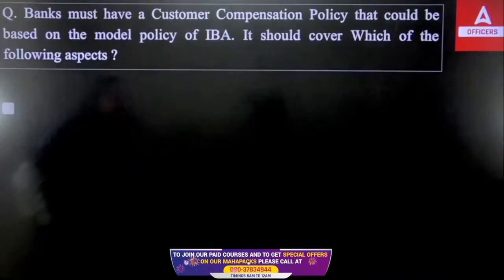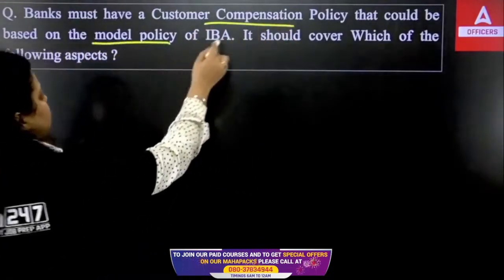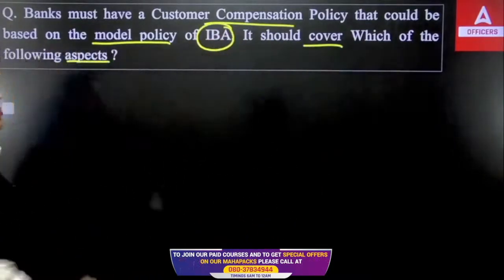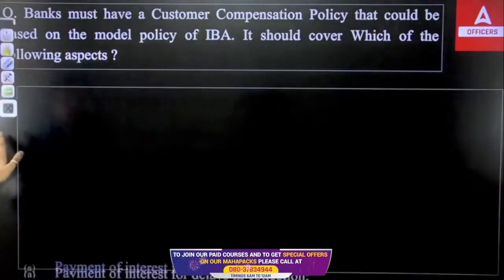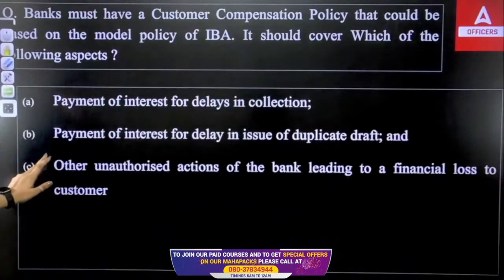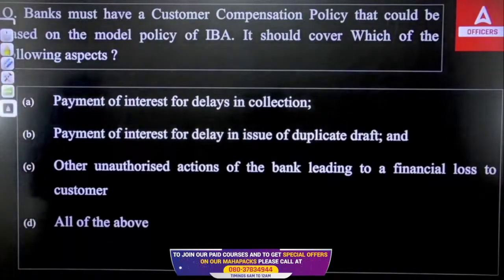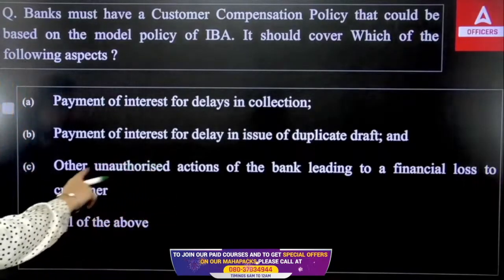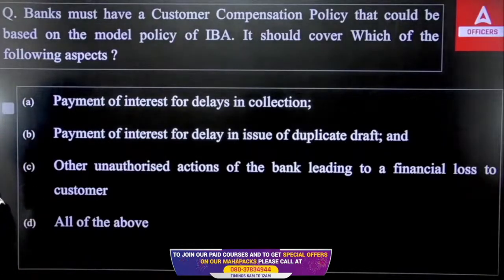Next. Banks must have a customer compensation policy that could be based on the model policy of the Indian Banks Association. It should cover which of the following aspects. First, we have payment of interest for delay in collection. Second, payment of interest for delay in issue of duplicate draft. Third, other unauthorized action of the bank leading to a financial loss of a customer. And fourth, all of the above. So what do you think? Which of the following is correct?